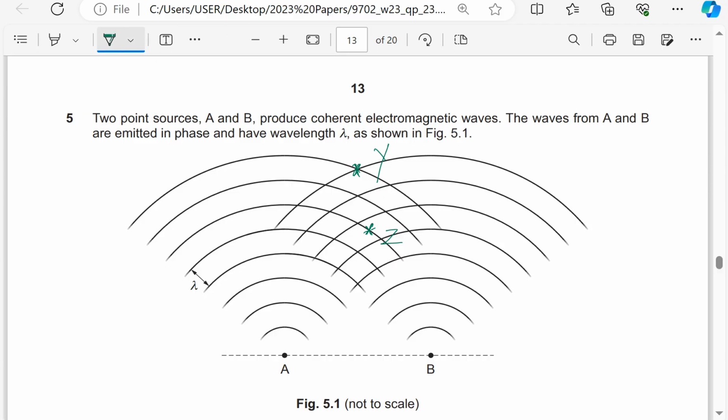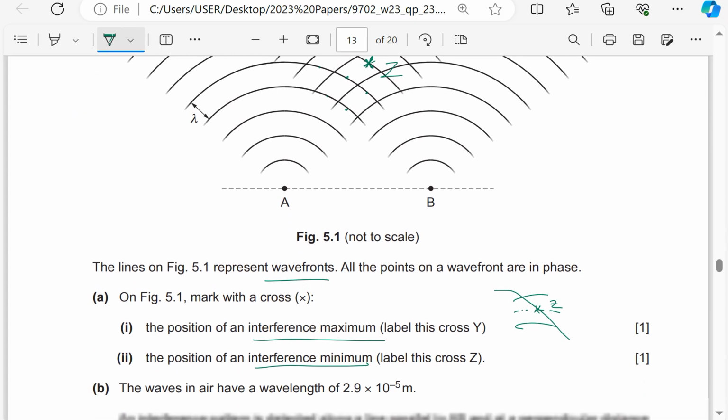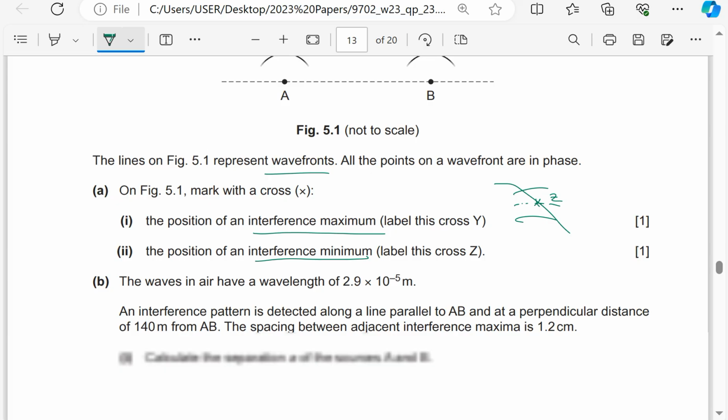You choose any point between the two crests, just crossing the center between two crests. Z could be this point, this point here, this point, this point, just in the middle, where a crest meets a trough. That is going to be Z. So this is what I've chosen. You can choose any point where a crest crosses the center between two other crests.